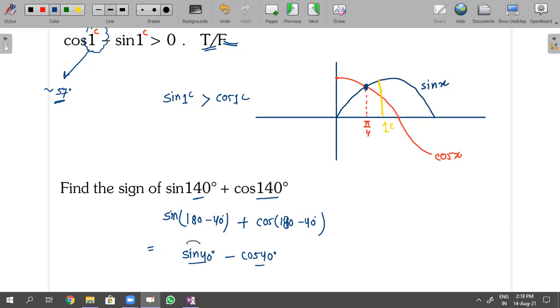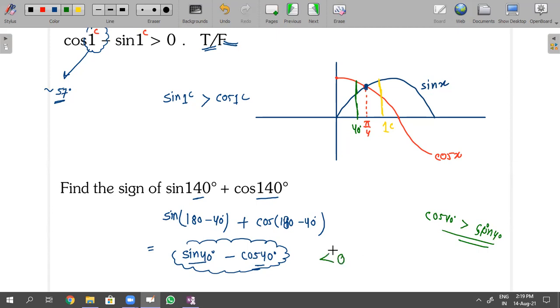Now we are still in a dilemma regarding the sign of this expression. Now 40 degrees is slightly lesser than 45 degrees, so we will be somewhere there on the line. So if this is your 40 degrees, at 40 degrees your cosine will give you greater output than sine. According to the graph, cosine 40 degrees will be greater than sine 40 degrees. So what should this expression be? This expression should be negative.